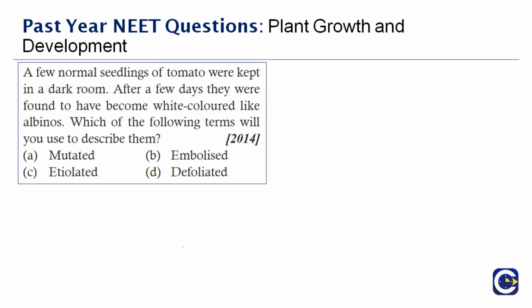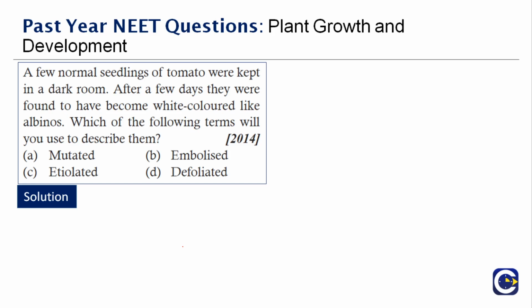Okay, next question here. A few normal seedlings of tomato were kept in the dark room. After a few days, they were found to have become white colored like albinos. Which of the following terms will be used to describe them? You're given 4 options here. We'll go one by one. So obviously it is not mutated. You know what is mutation, right? It's a sudden change. So it has nothing to do with mutation.